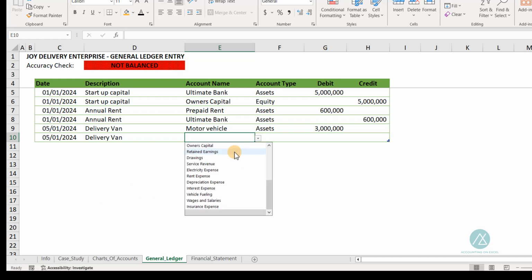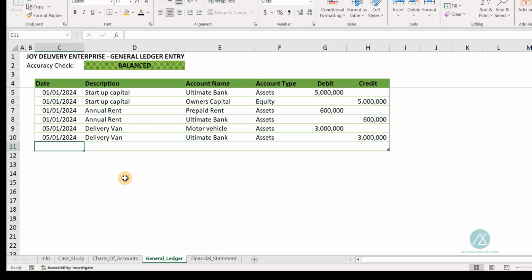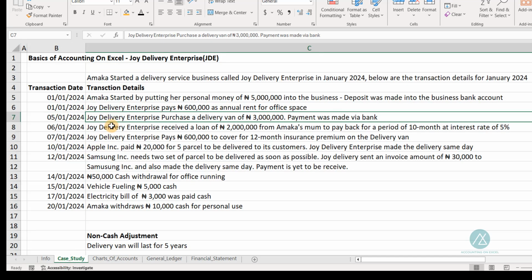So we'll select Ultimate Bank. Money left our bank, and because our bank is reducing, there's going to be a credit entry in our bank to reduce the amount that left, right? So I think this is it. Good. So that's the entry for this transaction. Let's move to the next transaction.